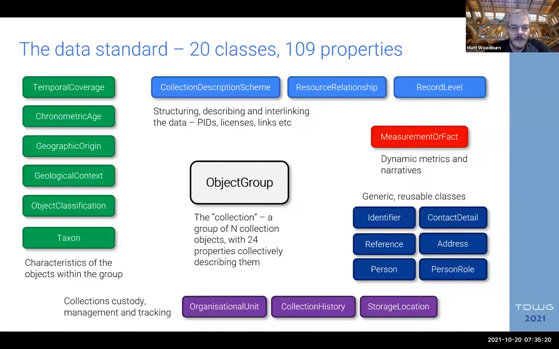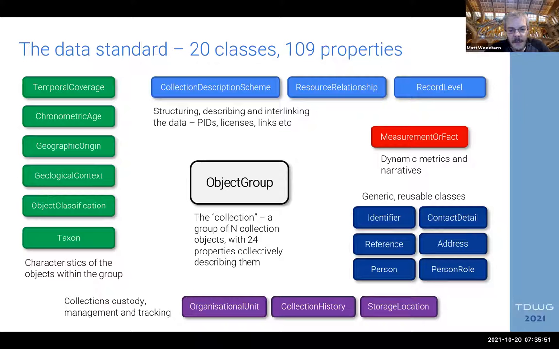So here's an overview of what's in the standard. We currently have 20 classes and 109 properties spread across those classes. The central concept to get your head around is the object group there in the middle. As the name might suggest, this class represents the concept of the collection within the standard, but in the sense that it can be any group of more than one collection objects. So from an entire museum's collection to maybe just a few objects in a box or a drawer. And the object group class itself contains a list of, at the moment, 24 properties that describe the group and the objects within it.